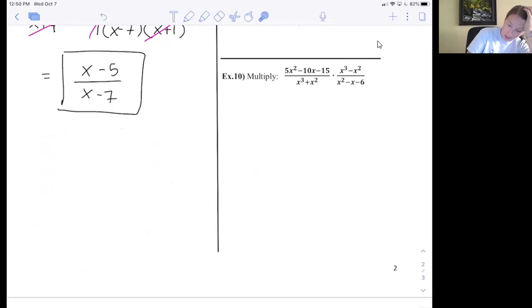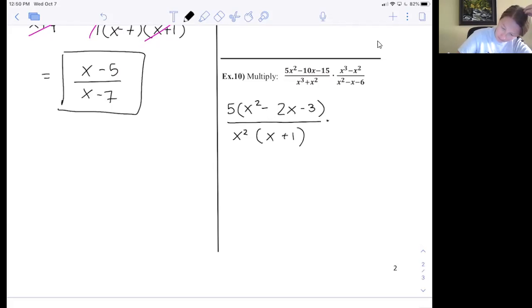So to start out with this, I'm going to start on the top left, so I can see that I can take a 5 out. So I'm left with x squared minus 10x, not 10x, because I took a 5 out. So I'm left with 2x minus 3. And then on the bottom, I can take an x squared out. So I'm left with x plus 1. Then over here, I can take an x squared out. So I'm left with x minus 1. And on the bottom, I need something that times together gives me -6, and added together gives me -5. So it's going to be x minus 6, x plus 1.